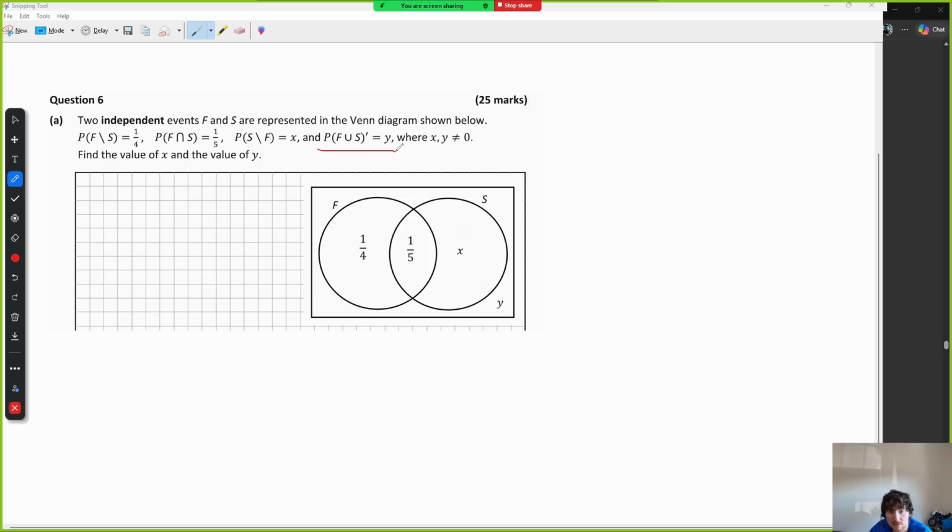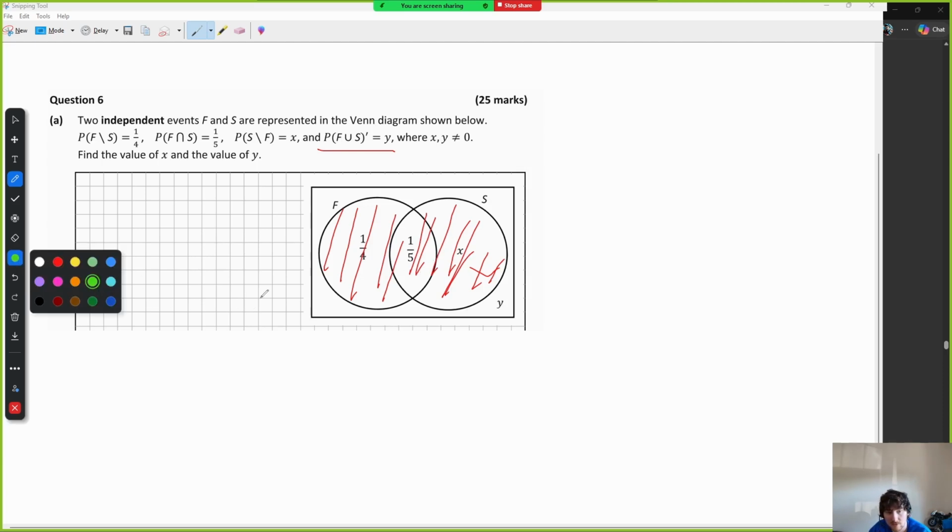And is this labeled incorrectly for us? It is, because all of this is F union S when you shade it in. So then this dash here means not. So this is everything that's not in the red area that I shaded in there. So hopefully people can realize that this is this region out here. And they labeled that y in the question, and they labeled it y in our Venn diagram.